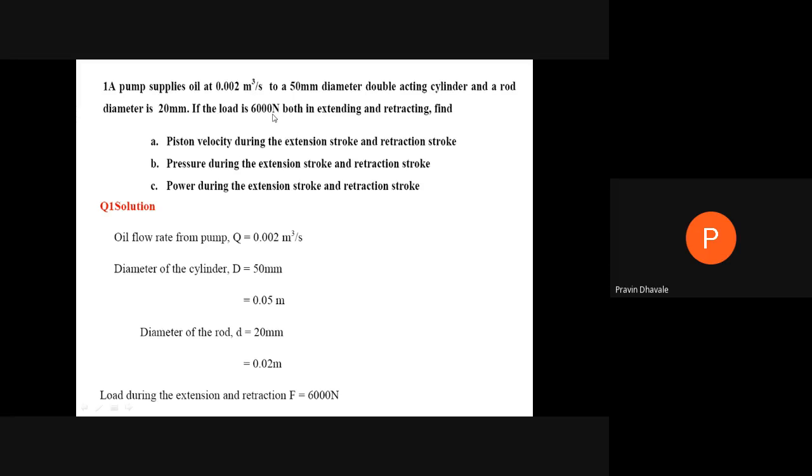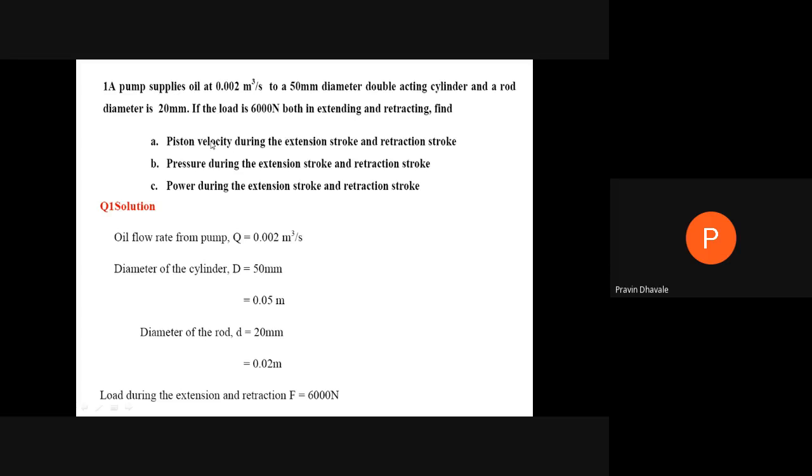If a load of 6,000 Newton, both in extending and retracting, is to be applied, then you have to find these three parameters. Means that when we are applying a load, or it may be called a force, of 6,000 Newton during the extension stroke of the piston as well as during the retraction stroke of the piston, you have to find first the piston velocity during the extension stroke and retraction stroke.